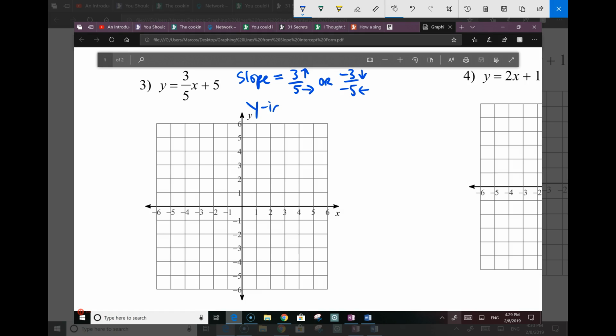The y-intercept would be 5, or you could write it as an ordered pair, 0 and then 5. It might be a good idea to write it as an ordered pair because it more precisely tells you where to place that point. 0, 5 would be right here. That's my first point. Okay, we begin with that. And then you move according to the directions of your slope.